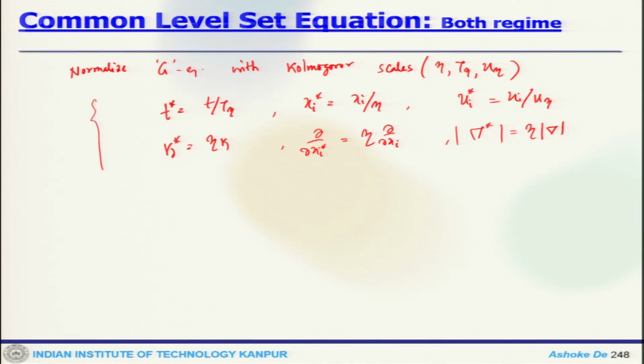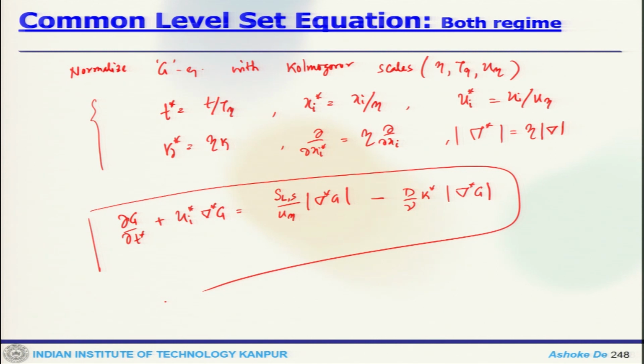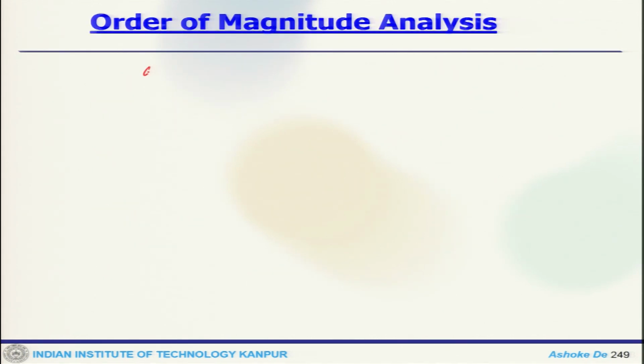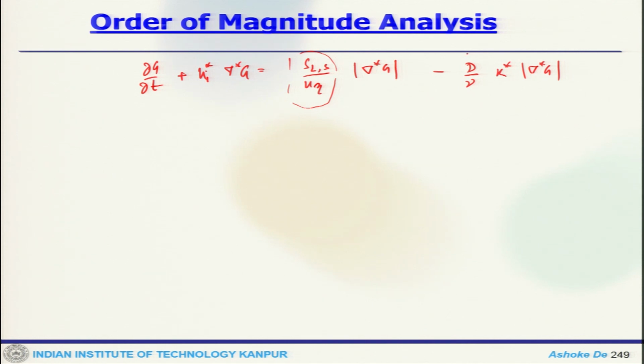So now if I use these normalization parameters, we can write the G equation like del G by del T star plus ui star delta star G equals SL by u eta delta star G minus d by nu kappa star delta star G magnitude. So this is what we can write. We will look at now some order of magnitude of these terms. So this is the equation we are now dealing with.